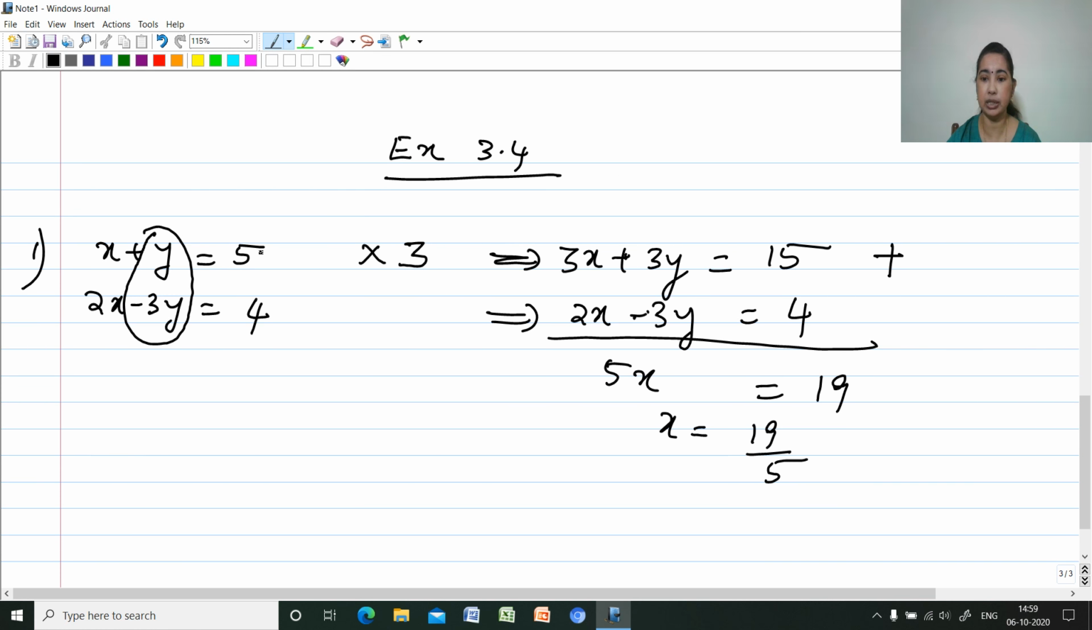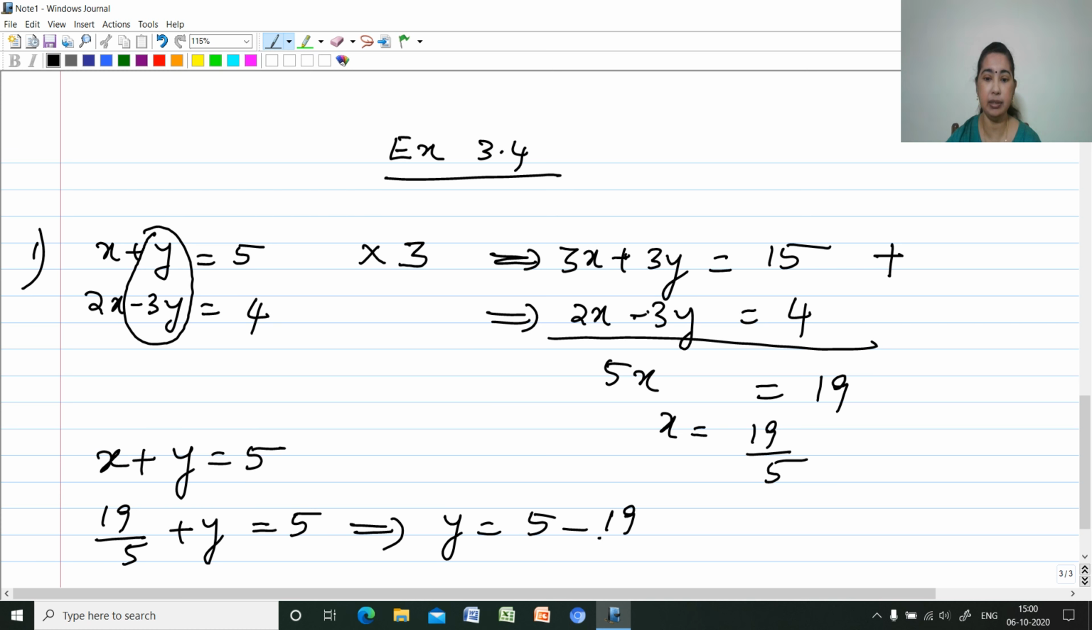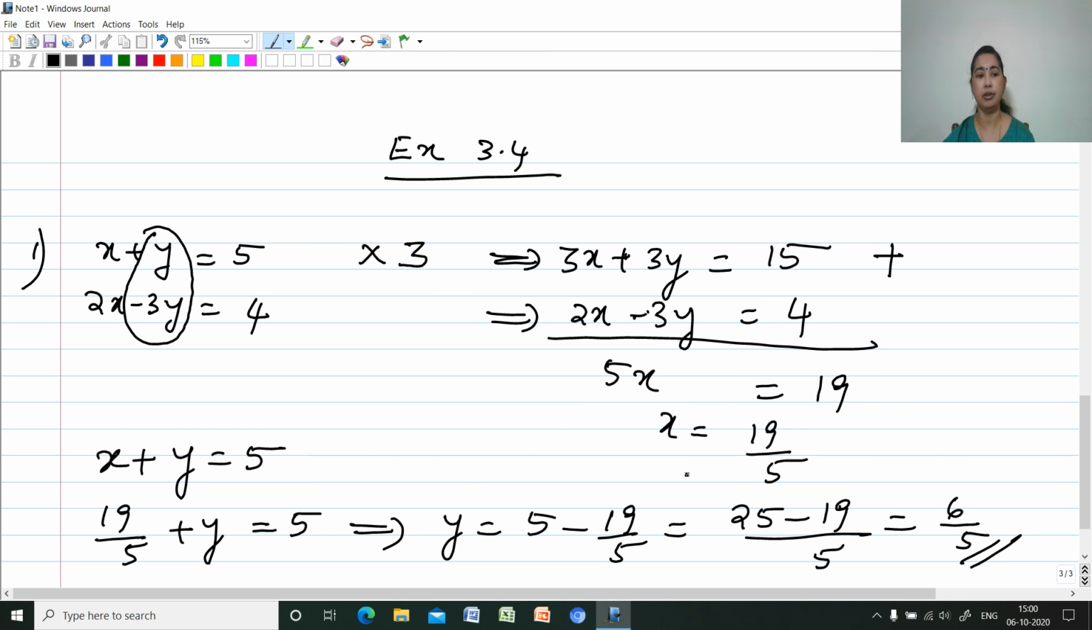Substituting in any of the equations here, you can find the value of y. So if I take x + y = 5, and the value of x is 19 by 5, then 19/5 + y = 5, that implies y = 5 - 19/5, that is equal to (25 - 19)/5. So subtracting this, that's equal to 6 by 5. So in the elimination method, we are eliminating any one variable and finding the other one, and after finding the value, substituting in any of the equations and finding the answer.